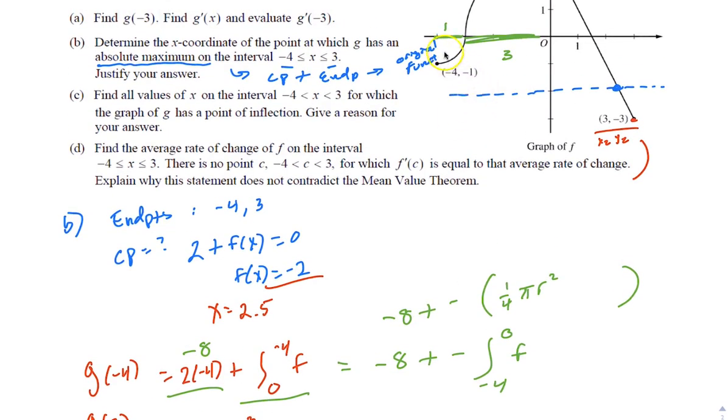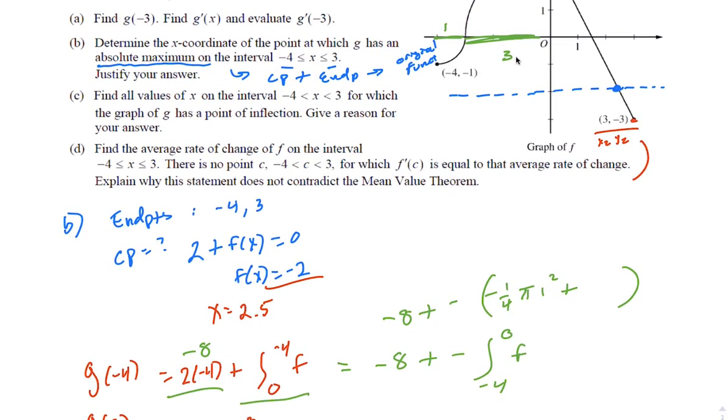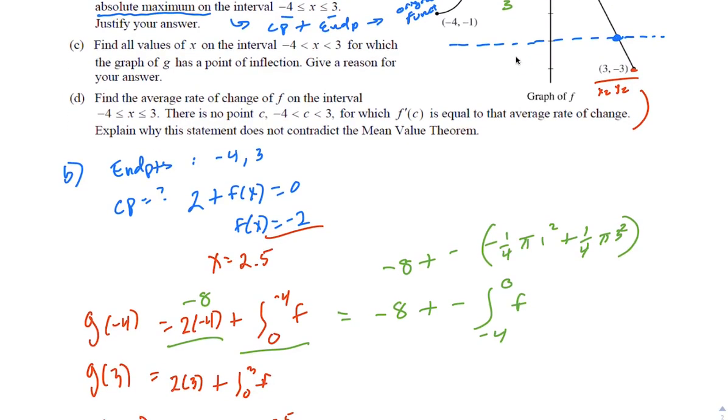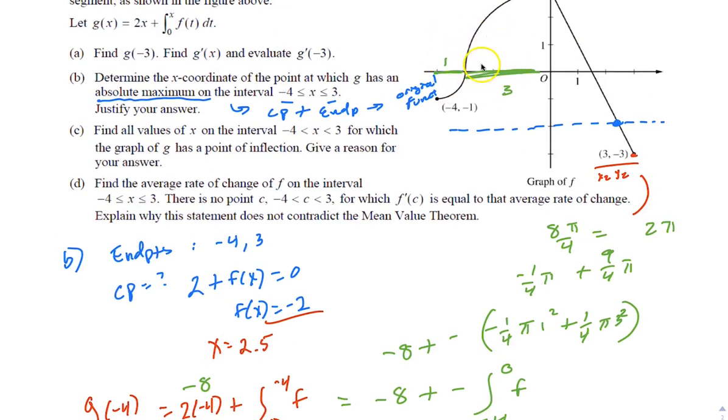And actually a little more, that's a negative quarter circle. So negative 1/4 pi 1 squared, plus, this is a positive quarter circle with a radius of 3, 1/4 pi 3 squared. And I get, let's see, negative 1/4 pi plus 9/4 pi. So I get 8 pi over 4, also known as 2 pi. So all of this was just 2 pi.